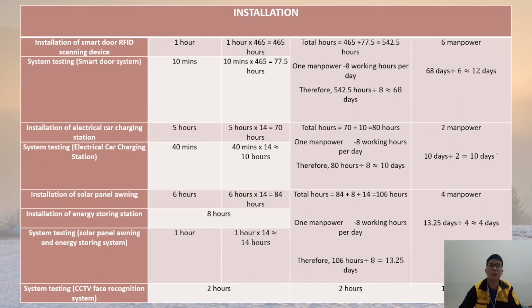and a total of 465 devices might take around 77.5 hours. So to carry out these 2 activities at the same time, the total time required is 542.5 hours. We also make the same assumption: 1 manpower has 8 working hours per day. Therefore, it might require 68 days to finish these 2 activities. But if I have 6 manpower, it might need only around 12 days to carry out this activity.